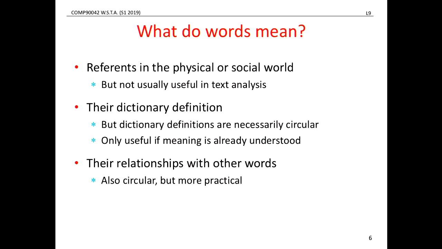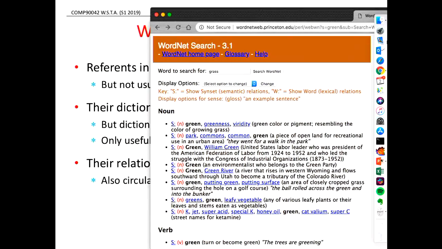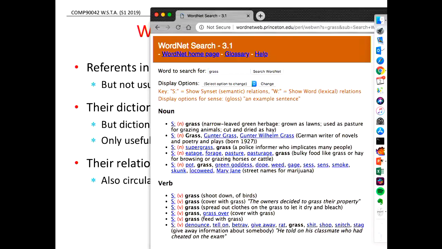If we look up the dictionary definition for a word like green, we'll get, let me just see, I just did this before. So I'm looking up in WordNet. We'll see WordNet in a bit more detail in the next few slides. I searched for the word grass. Wait a second. No, I didn't hit enter. I searched the word grass, and I get narrow-leafed green herbage.